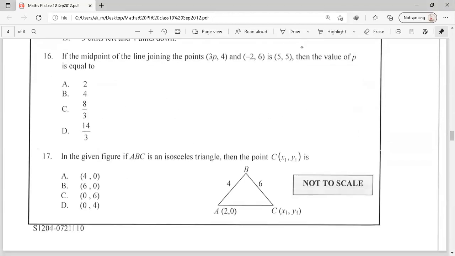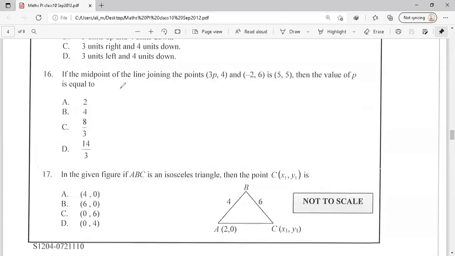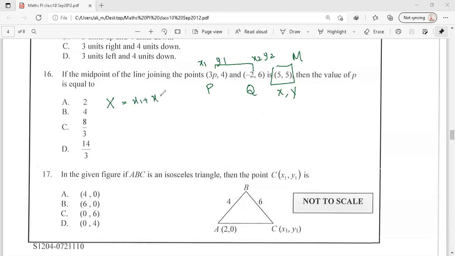Let's come to question number 16 and 17. If the midpoint of the line joining these two is equal to this. So this is the midpoint and these are the points P and Q. So let's say this is x1, y1 and this is x2, y2. And the coordinates are x comma y of the midpoint, and we have to find the value of P. So the formula of the midpoint is x equals x1 plus x2 divided by 2, and y equals y1 plus y2 divided by 2. So we have to find the value of P.